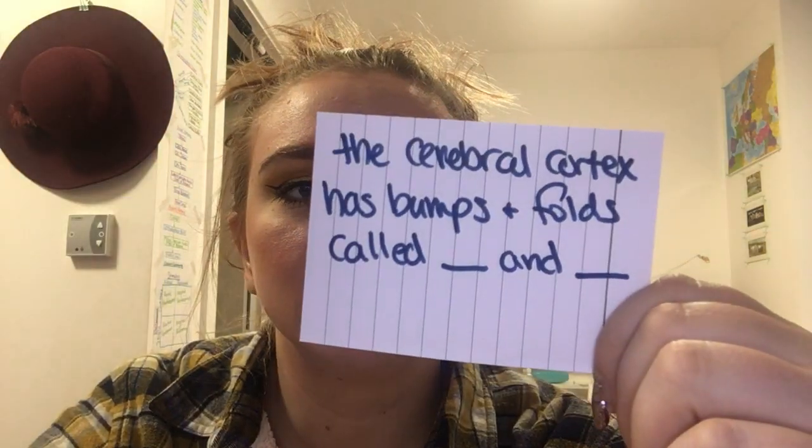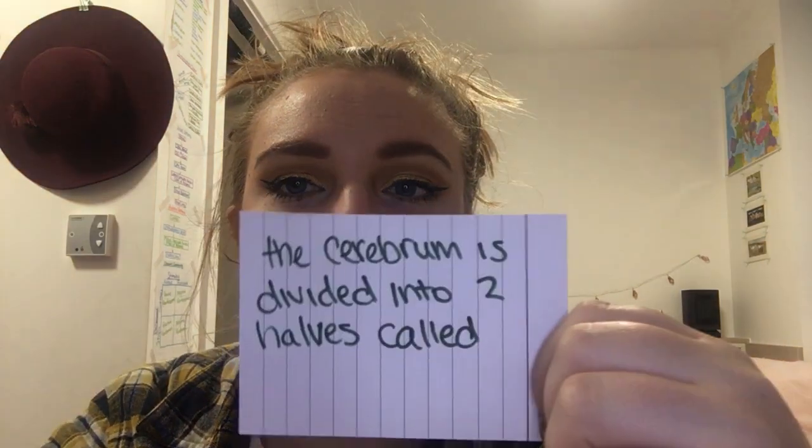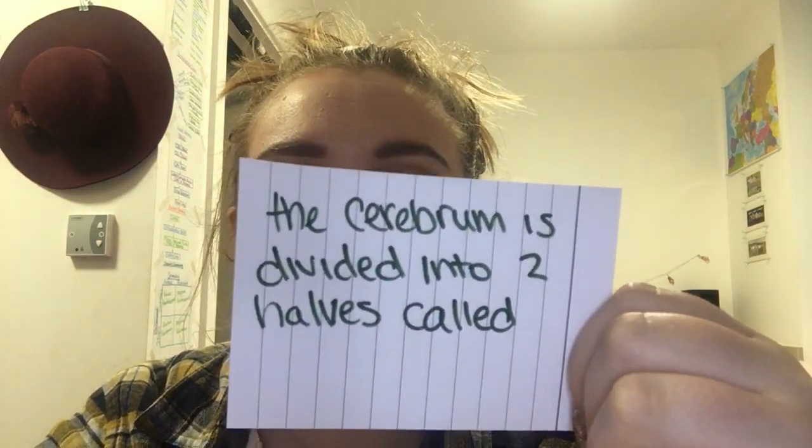The cerebral cortex has bumps and folds, they're called gyri and sulci. The cerebrum is divided into 2 halves, those are the cerebral hemispheres. So think about half, hemi.